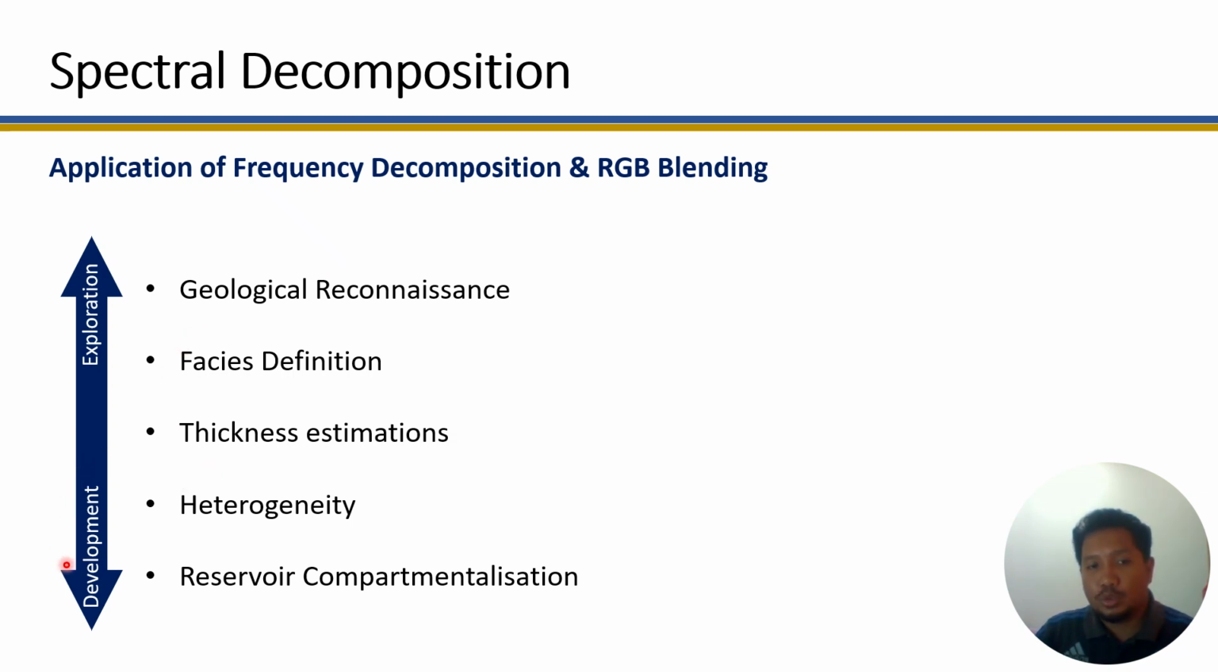And moving into a further detailed study for development and production is heterogeneity and also reservoir compartmentalization. Geological reconnaissance, frequency decomposition and RGB blending are applicable and commonly used at all stages of the interpretation cycle: exploration, appraisal, development, and also production.